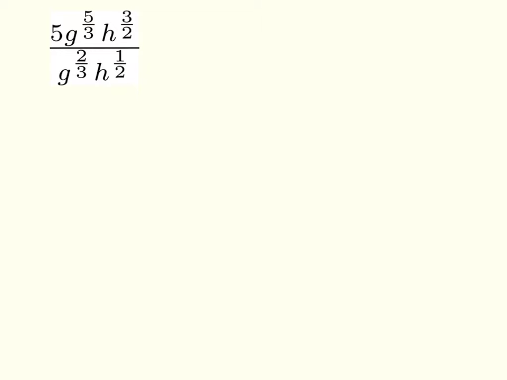For this one, you're going to do the same thing we just did for the previous one. So you have 5g to the 5/3 minus 2/3, h to the 3/2 minus 1/2. Because again, remember that when you have an expression that has the same base, these are the same bases, the g and the g, and the h and the h, then you subtract the exponents.